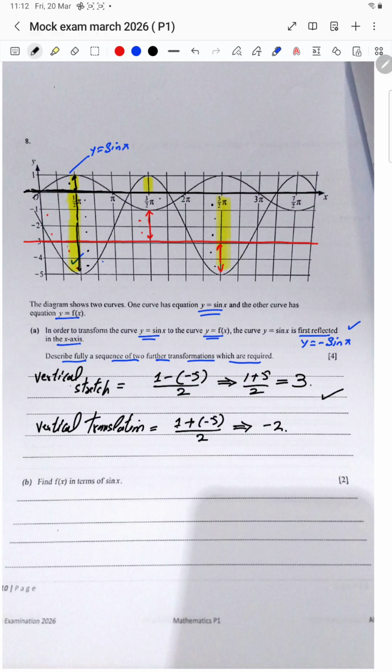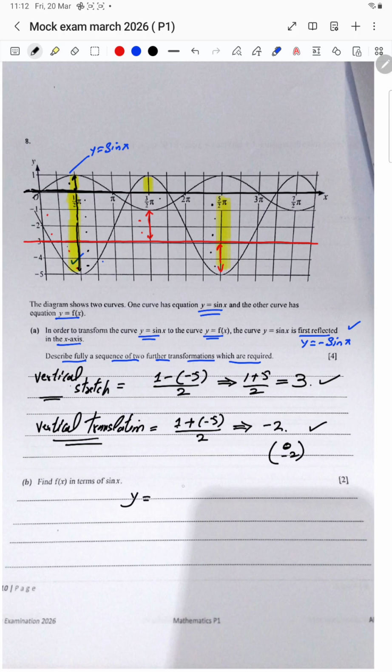So you can say the transformations we have are a vertical stretch with stretch factor of 3, and a vertical translation with translation factor -2, or you can write it like this, translation vector (0, -2), with nothing along the x-axis. That is the same, only it has been translated vertically downward.